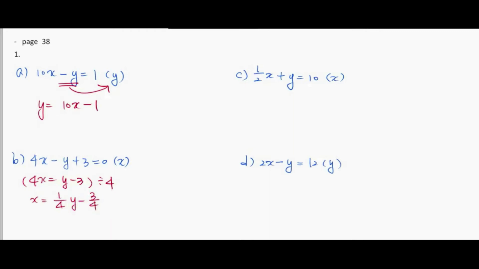And now let's solve C. In the case of C, it's also x. Then half x equals minus y plus 10. But it's a fraction, and when it's a half, we'll multiply both sides by 2 to make it a whole number. Then x equals minus 2y plus 20. And finally, it's question D. It's asking us for y. This should go over, then y equals 2x minus 12.